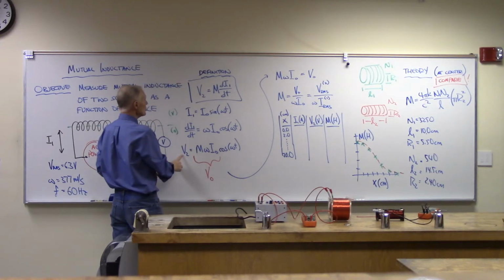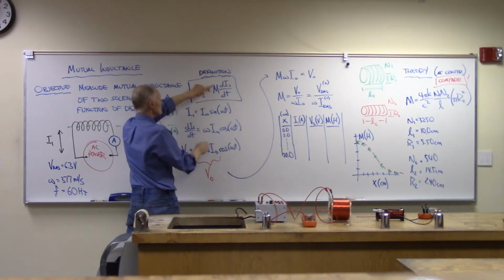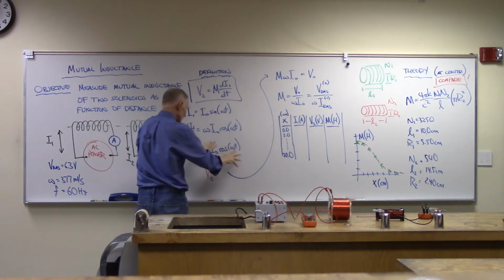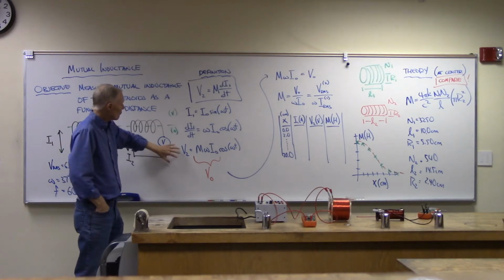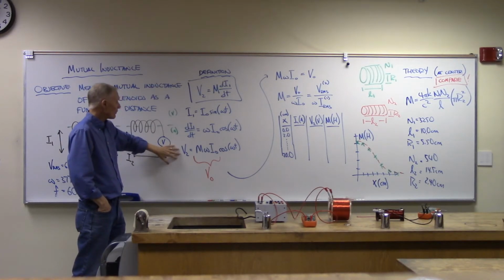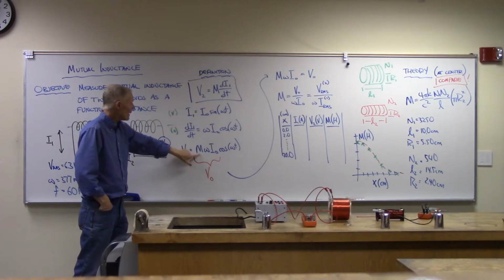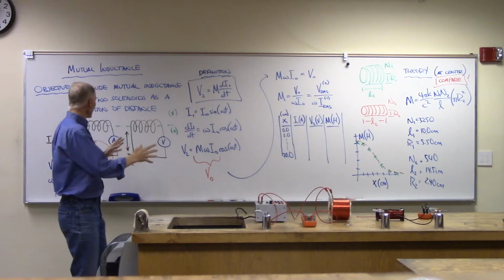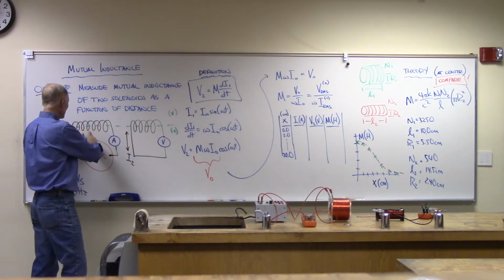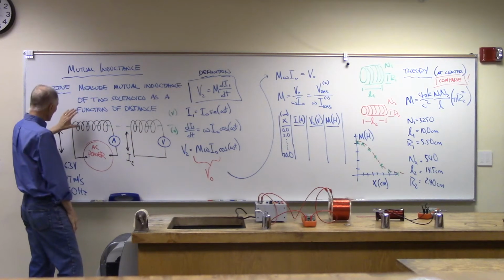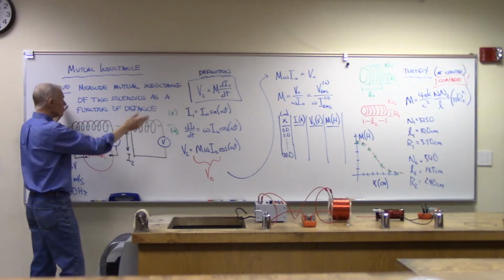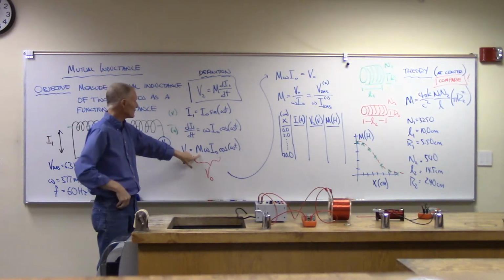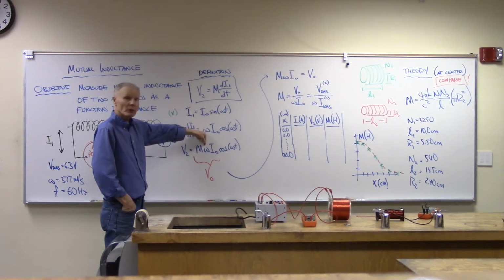I'm going to say V2 is equal to the mutual inductance times di1/dt, and I'm going to copy this expression in. So that says that the voltage that we end up with in the secondary depends on what the mutual inductance is. Now that's going to depend on how many loops they have, what the length is, what the dimensions are, how far they are separated. So that's all going to get put into the mutual inductance. And then it's proportional to the frequency.